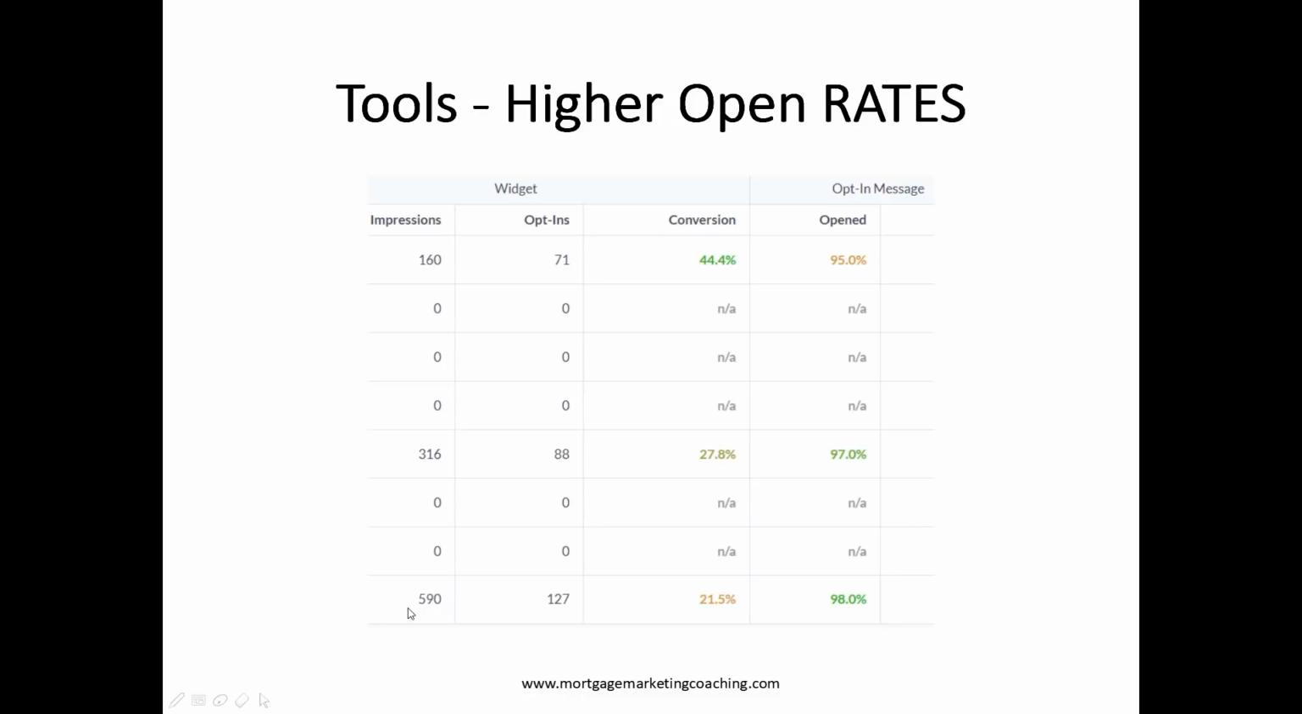And then on this one, my group continued to grow. Now I got 590 impressions, 127 opt-ins. This time, I actually asked for scheduled appointments and a complete survey, a survey that had 14 questions in it, by the way. And I still got 21%. So this is what I'm talking about: I make more money off of this 21.5% that converts than I do off of the 44.4%.